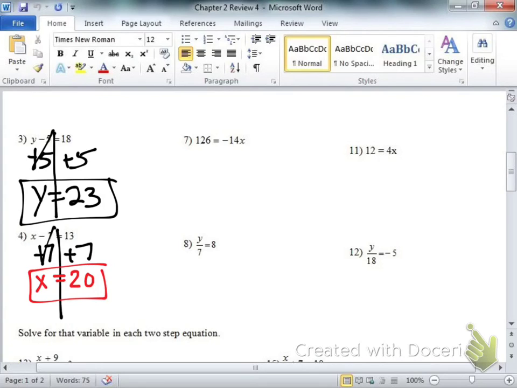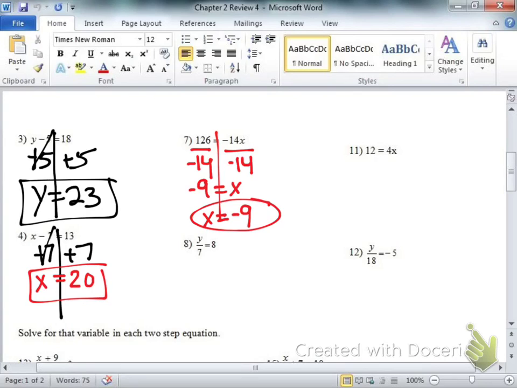We already did 5 and 6, so now we're on number 7. The opposite, why do I keep doing that? The inverse operation of multiplying by negative 14 is dividing by negative 14. Anyone know what that gives us? Negative 9. I think it's a 9. Negative 9 equals x. Thank you. But remember, on the final, I will put the x in the front, so it'll be x equals negative 9.